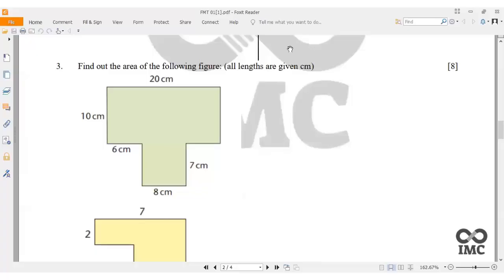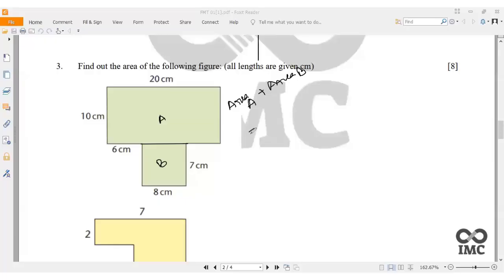Now question number 3. Find out the area of the following figure. Here our figure has been given. We need to find out the area of this figure. Here at first we need to split this one into two parts. Okay. So here we can say that this one is part A, this one is part B. So we need to find out these two different areas, then we'll add them. So area of A plus area of B.